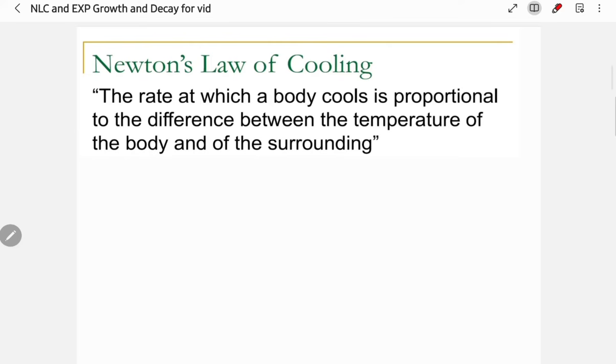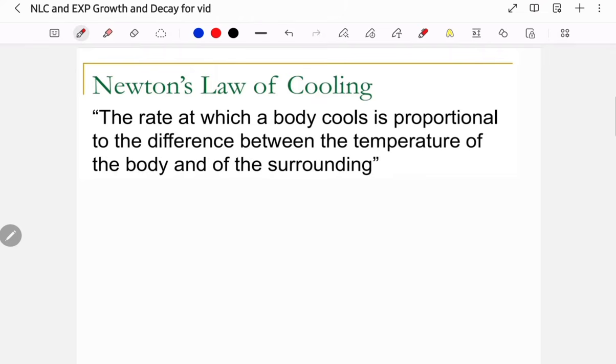Newton's law of cooling states that the rate at which a body cools is proportional to the difference between the temperature of the body and of the surrounding. When we say rate, that is the derivative of a quantity with respect to time. And the quantity that is changing here is the temperature. So, our mathematical equation for the rate is the derivative of the temperature with respect to time.